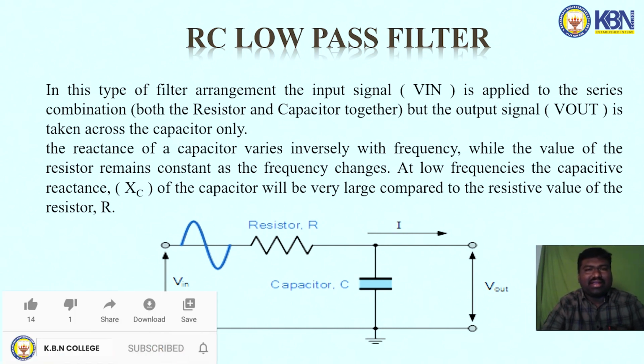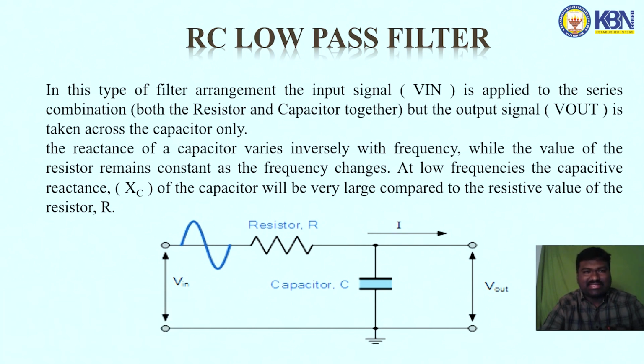In this type of filter arrangement, the input signal Vin is applied to the series combination, that means both resistor and capacitor together, but the output signal is taken across the capacitor only, because the low frequencies flow through the capacitor. The reactance of the capacitor, Xc, is inversely proportional to frequency, 1 by f, while the value of the resistor remains constant as the frequency changes.